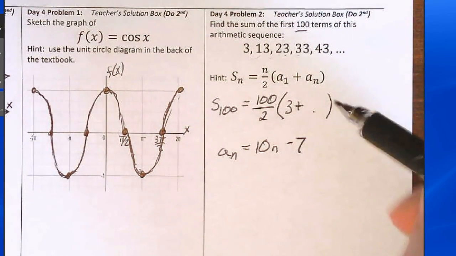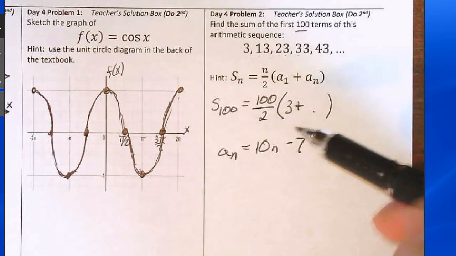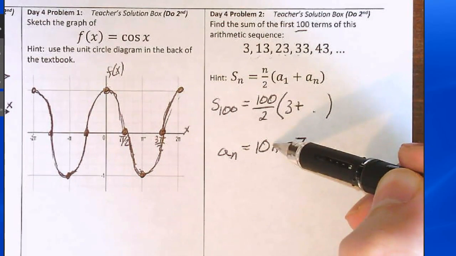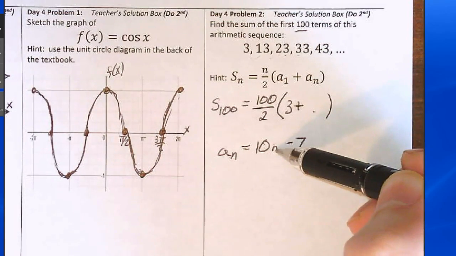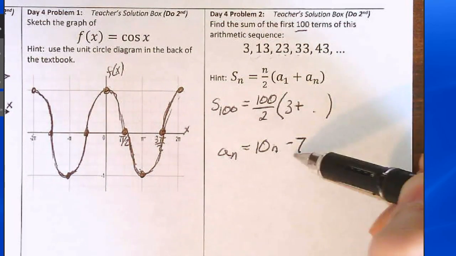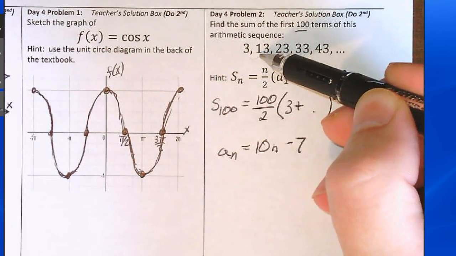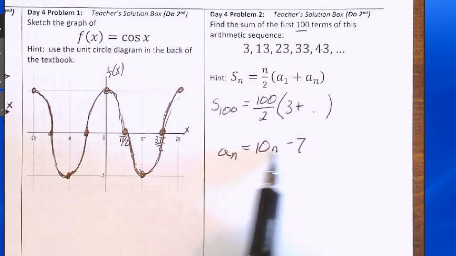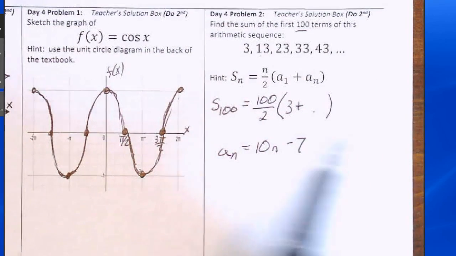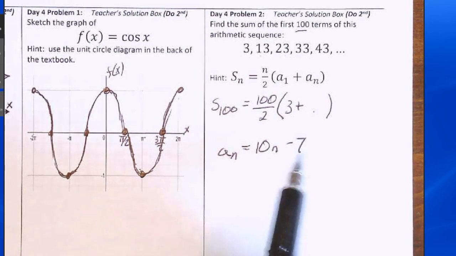Now just as a check, let's make sure that works for the second term. 10 times 2 is 20, and 20 subtract 7 is 13. So when n is 2, this outputs 13. Yup, that is what the second term is. So this linear equation is the correct equation that finds any term that we're interested in.